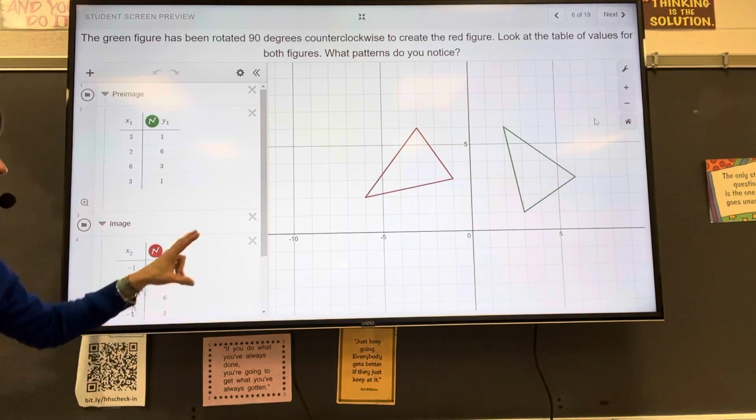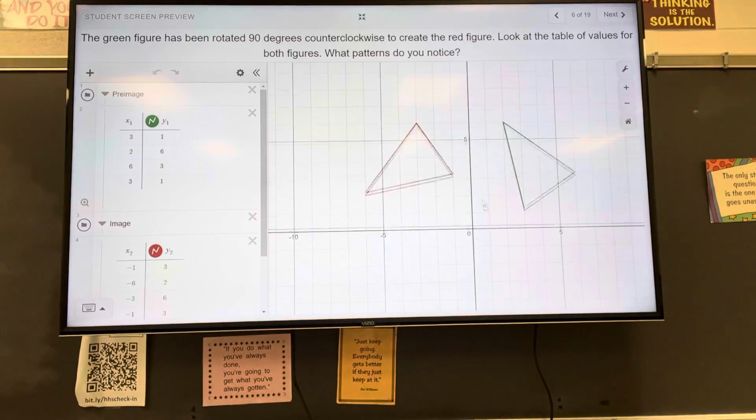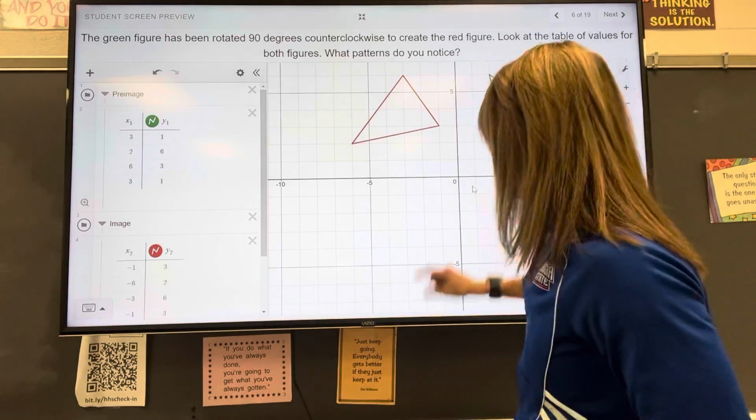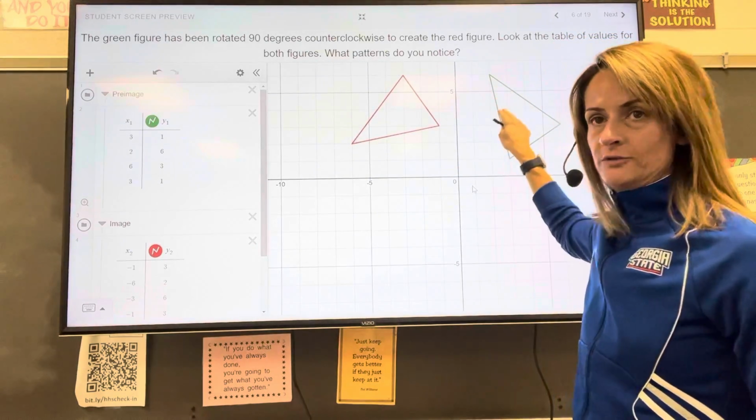Why? Well, we need to talk about the signs in each of the quadrants before we can figure that out. The x coordinates and the y coordinates are both positive in the first quadrant. Do you guys remember that?